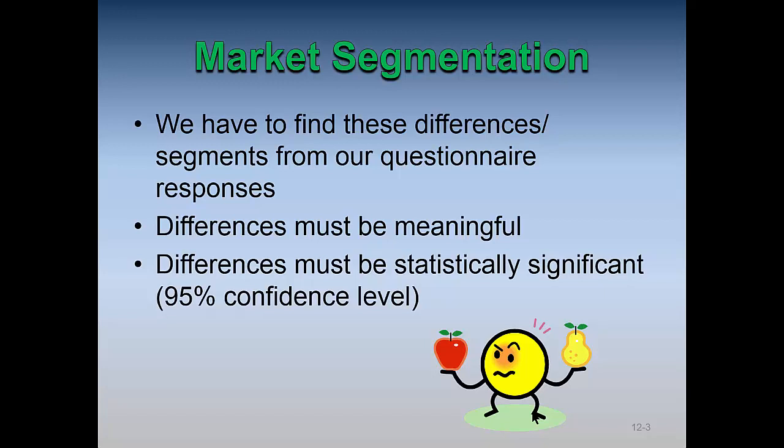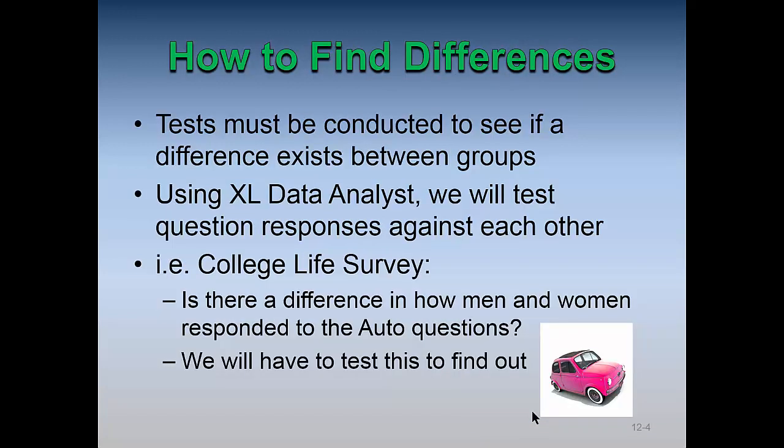And of course, our differences have to be meaningful. What that means is that they have to be statistically significant to the 95% confidence level. And Excel Data Analyst will show us that. We're going to do this using Excel Data Analyst, and also we're going to use the file in Module 10 on Slate called College Life Survey Lots of Data.